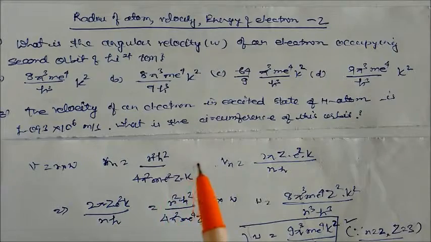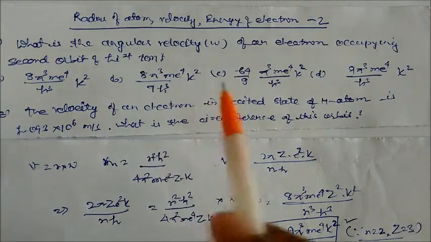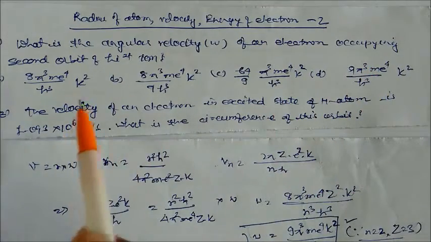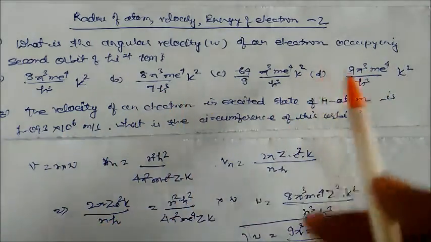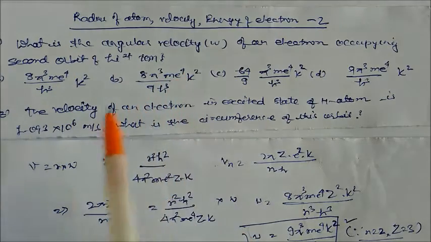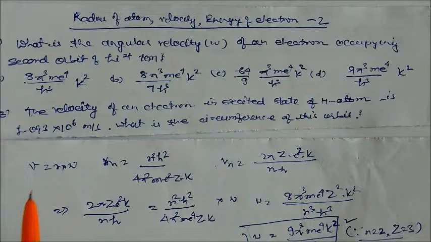These are the numerical sections: radius of the atom, velocity or energy of the electron. In the second part we are dealing with this question: what is the angular velocity of the electron occupying the second orbit of the lithium dipositive ion? So here I have calculated this value. Angular velocity is equal to r into omega.